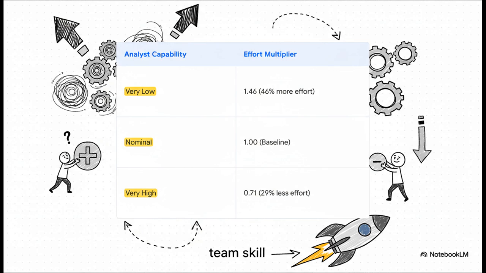If your analyst skill is rated very low, the model says, bam, your effort estimate shoots up by 46%. That's a massive increase. But if you have a very high capability analyst on your team, the required effort drops by almost 30%. This shows that team skill isn't just some vague nice to have. It's a real quantifiable factor.